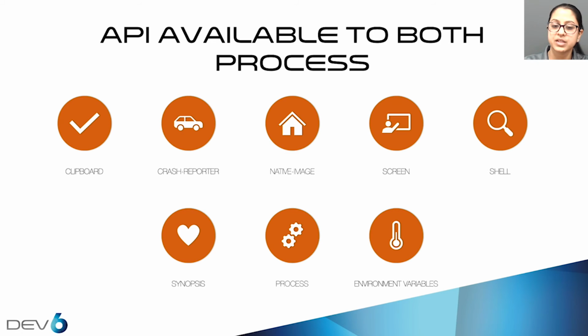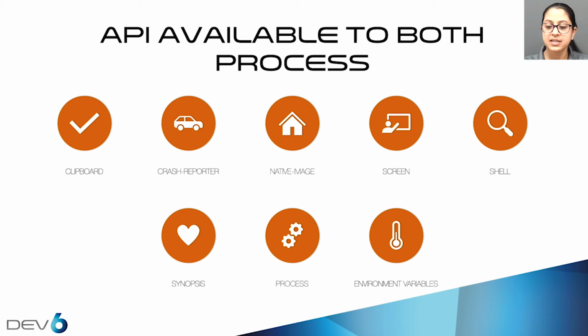I will quickly come to the list of APIs which are available to both the processes. That means they are available to the main process and also to your render process. So some of the important ones are here, which are clipboard, crash reporter, native image, screen, shell, and process environment variables. So I have talked about crash reporter earlier. I will talk about native image, which is very important. You will be using it. So native image helps you in creating tray icons, dock icons, and application icons for your desktop app. So you can make use of it.